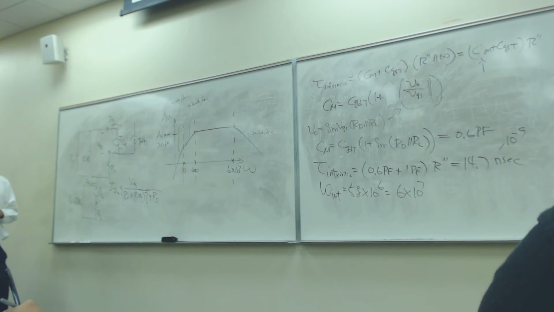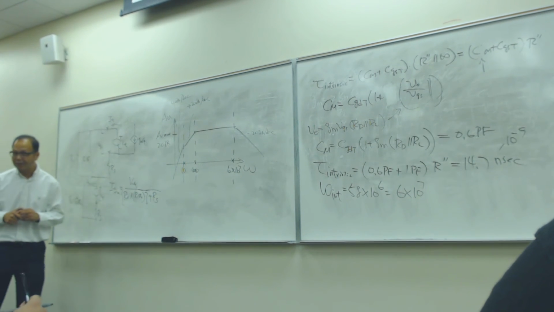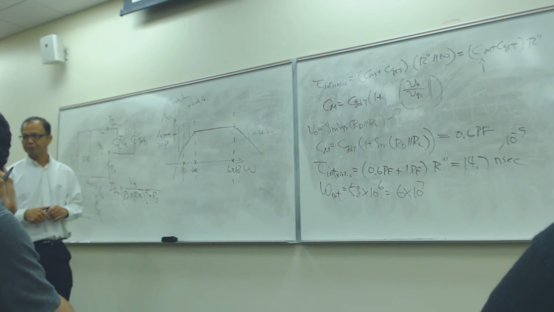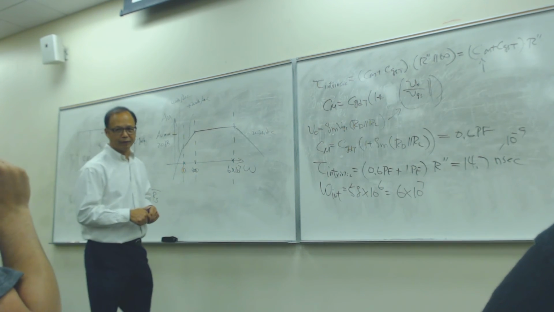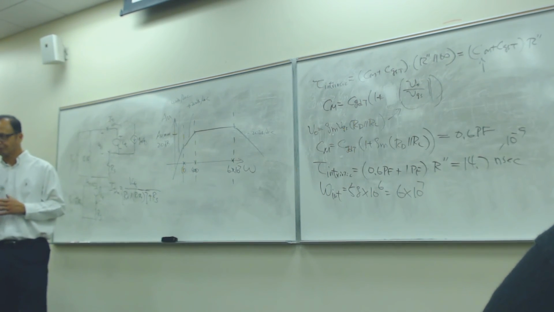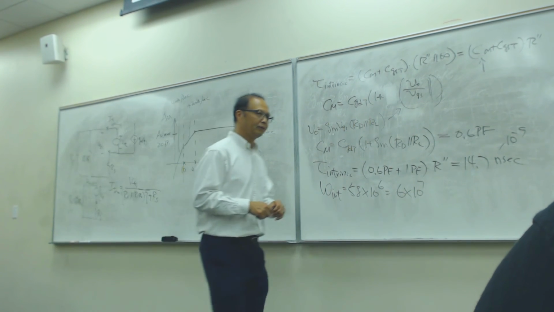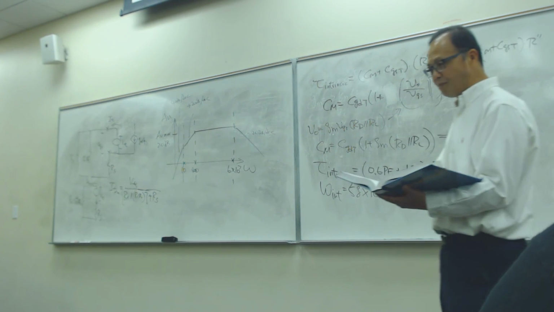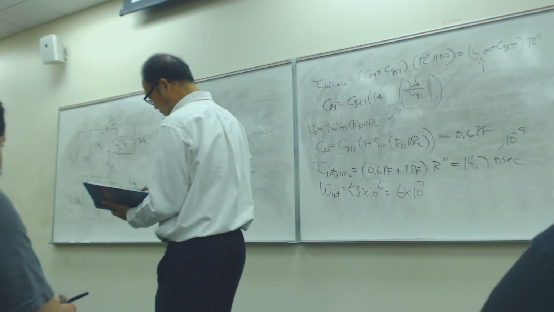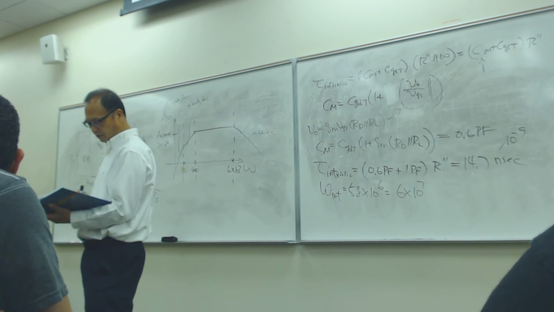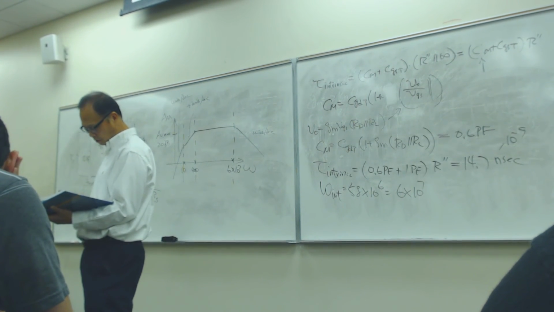Homework or anything? Homework? From 27. 27? I don't have the book. Anybody has the book? Nobody carries a book. I got it. You got a book? Okay, so there was a question about what, 7.27? Yeah, 7.27. You have to make some assumptions for IDQ and VDSQ.